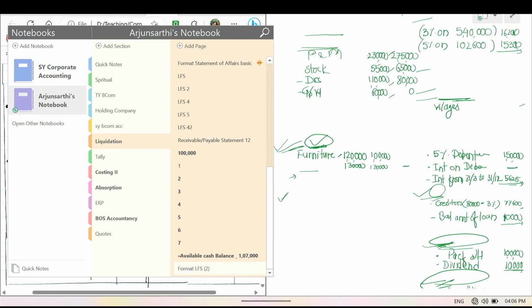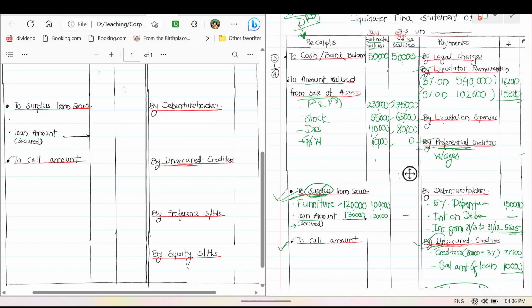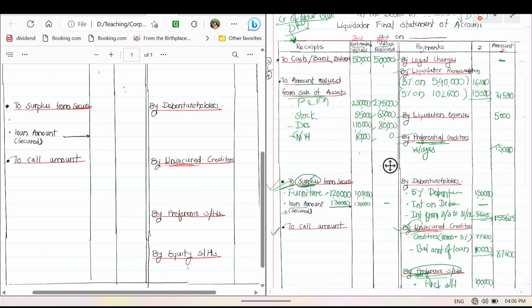Okay, this is a previously solved problem. In this, my dear students, what they said is that the liquidator will get remuneration on all assets. That means he will get it on plant and machinery, stock, debtors, on goodwill if realized at zero amount, on furniture, and also on cash. Cash is also an asset, therefore he will get commission on cash, on all assets.